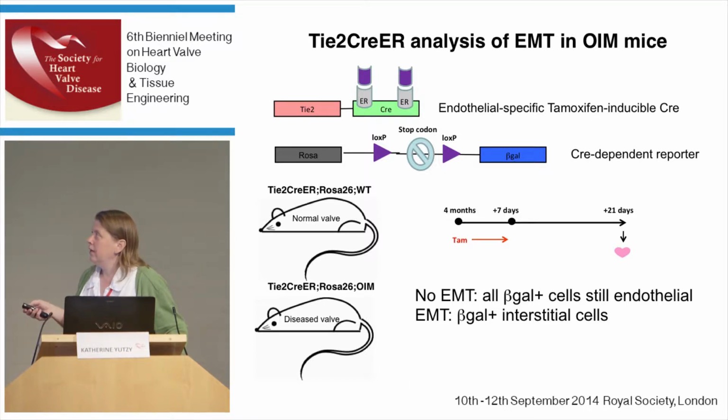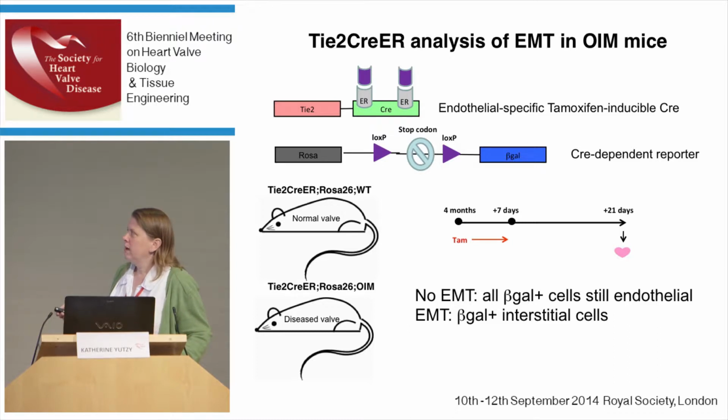And we breed that to a reporter mouse, so if the CRE is active, we see beta-gal indicative of blue cells, and then we breed these two genes into either the wild type or the osteogenesis imperfecta valves, and we give them tamoxifen as adults. And so basically nothing happens in the CRE activity until you give them tamoxifen. We give them that at 4 months, put them on that for a week and then look 21 days later.